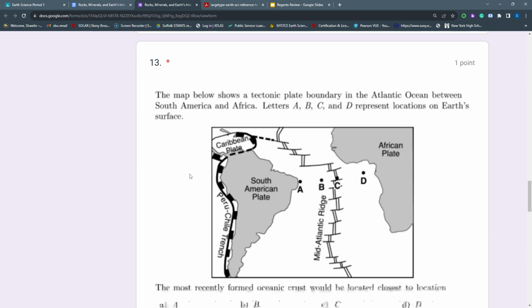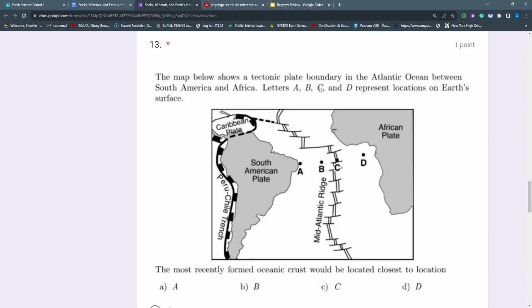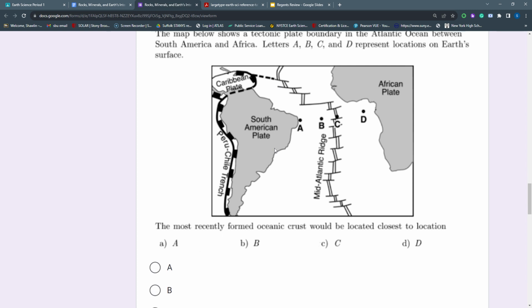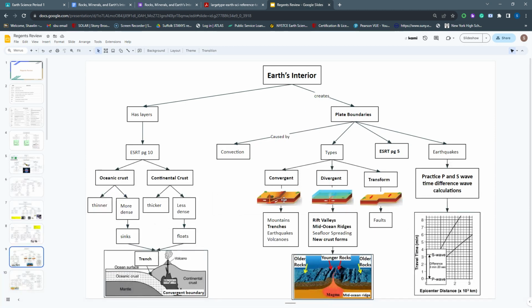All right, 13. The map below shows the tectonic plate boundary in the Atlantic Ocean between South America and Africa. Letters A, B, C, and D represent locations on Earth's surface. The most recently formed oceanic crust would be located closest to location... The correct answer is C, because this is a mid-ocean ridge, the mid-Atlantic ridge. And remember, mid-ocean ridges are formed by divergent boundaries, and in mid-ocean ridges, we form new crust.